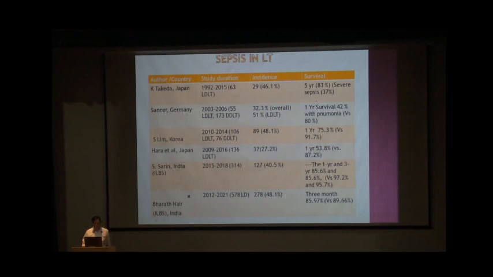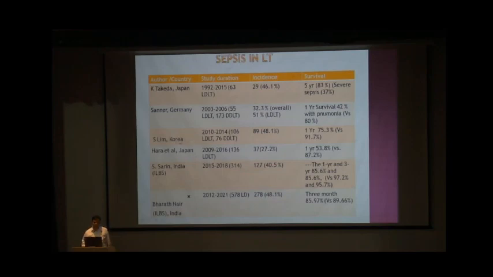This group published in 2008 from Germany looked into the incidence of sepsis in both the LDLT and DDLT setting. They found that the overall incidence of sepsis is 32%, with the LDLT group having more incidence of sepsis in comparison to the cadaveric group. The 1 year survival was low, particularly in patients with severe pneumonia.